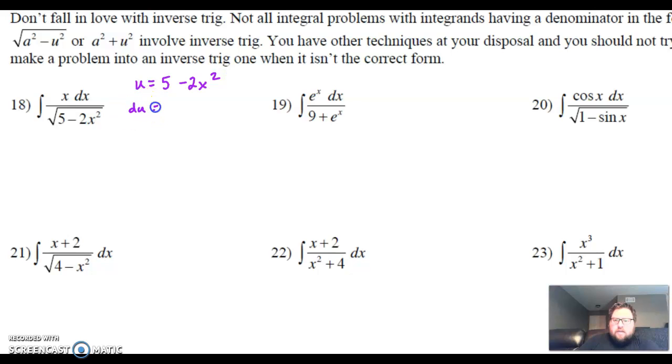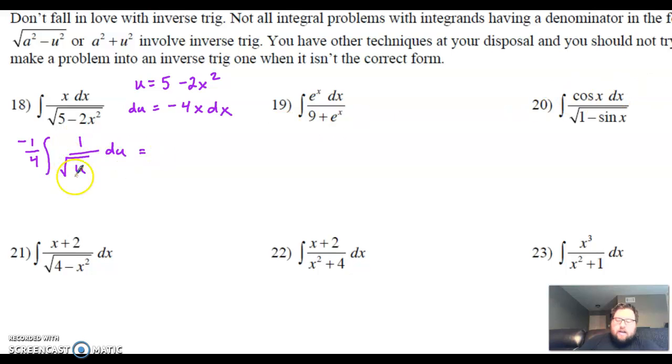All right, derivative of that is going to be negative 4x dx. So there's our x dx, going to sub out for du. We just have an extra negative 4 constant, so that goes in front of our integral as the reciprocal. Negative 1/4, 1 over the square root of u du. All right, and so that is an integral that we can do.